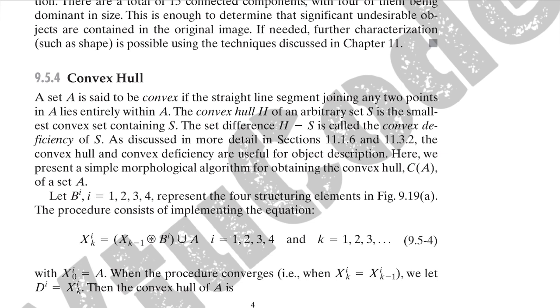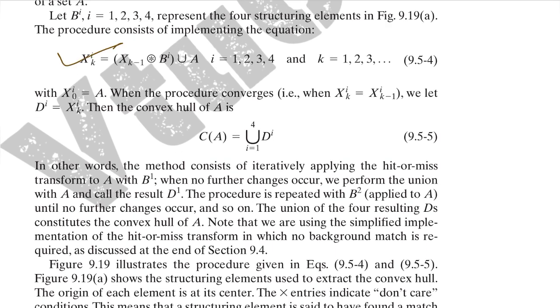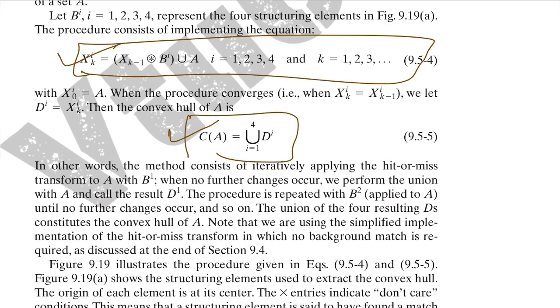The procedure starts iteratively by applying the hit-or-miss transform to the set using multiple structuring elements. When no further changes occur, the union of all these results is taken to get the final result. The process typically uses multiple structuring elements, which are iterated until you get no further changes. If a change occurs, you get a matching pattern there. The final result is the convex hull of the set. This equation is important; you have to write all of this.